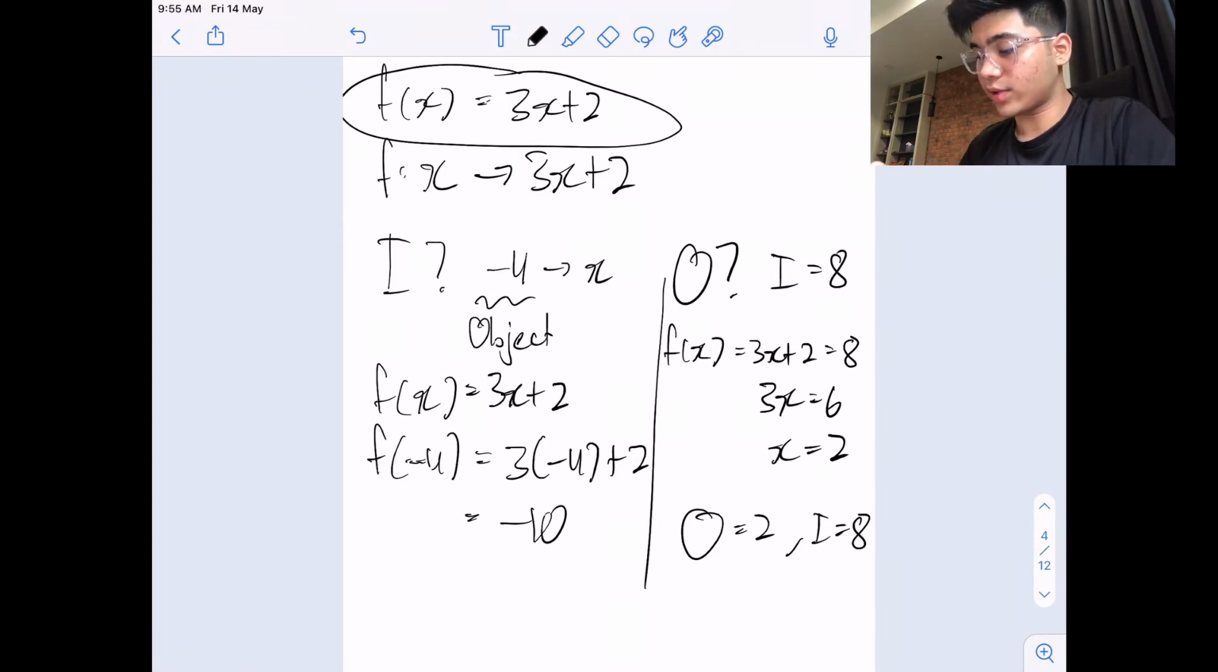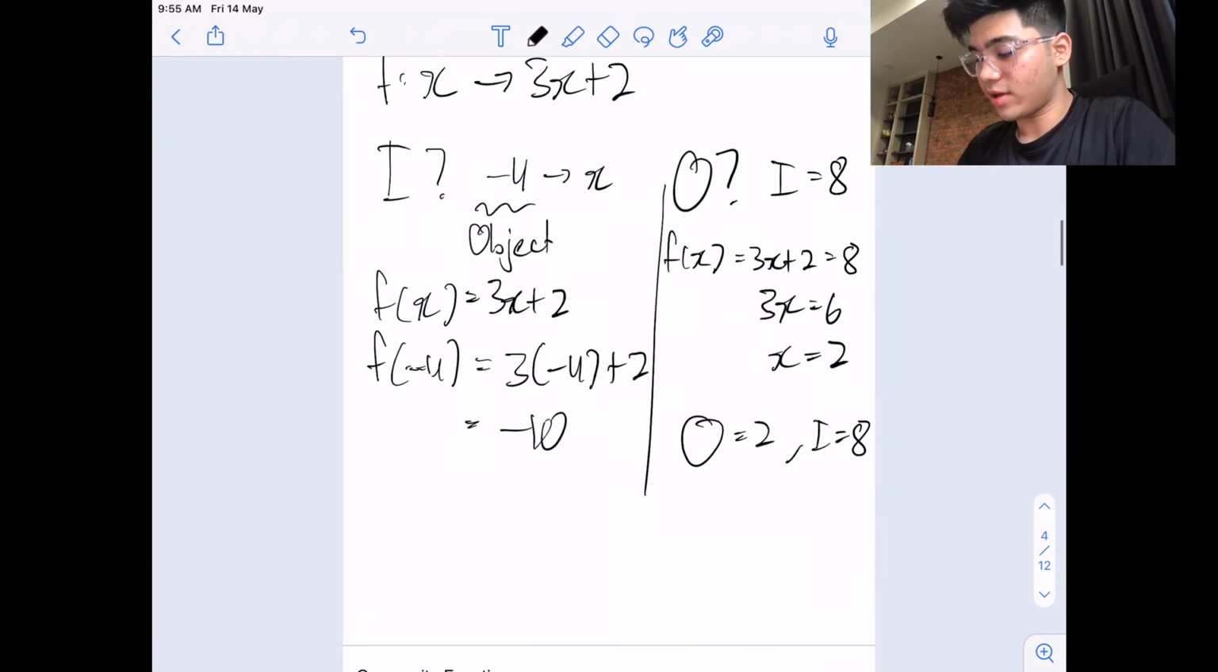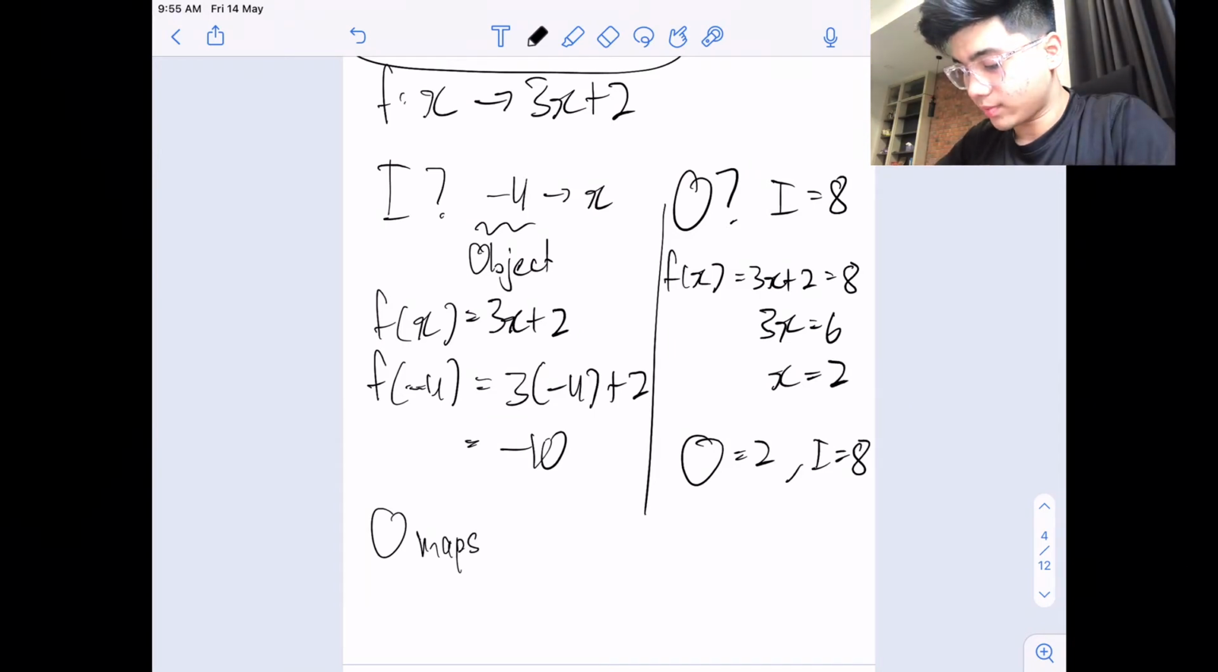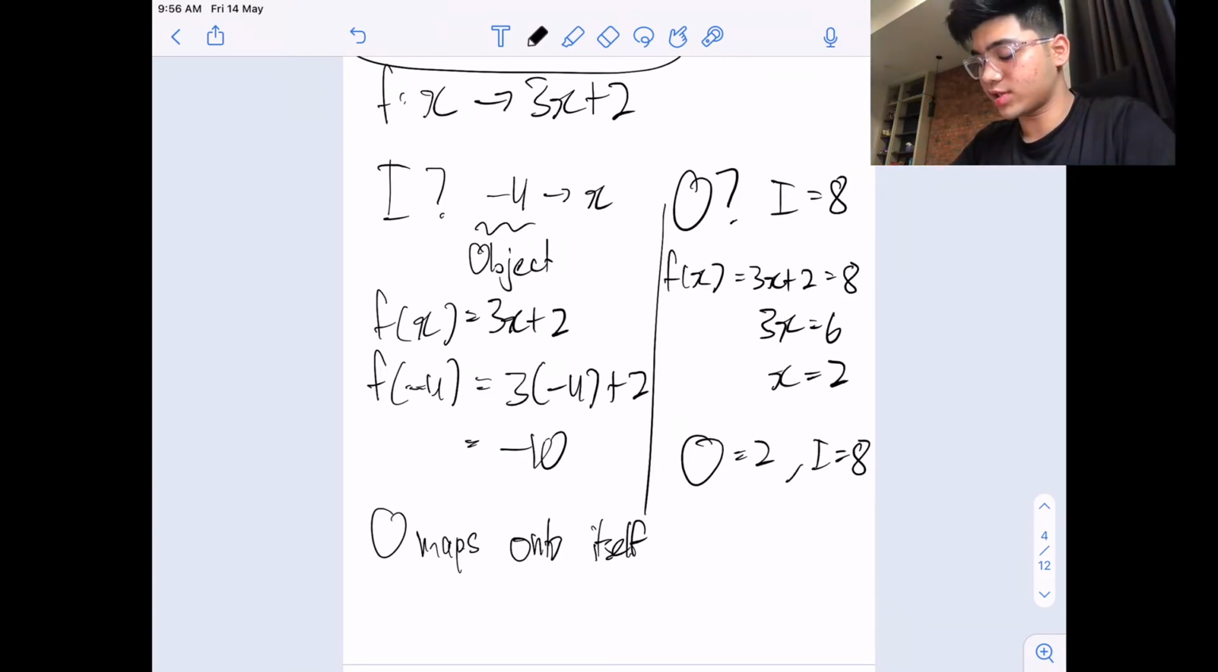Now, there are certain questions which may get a bit tougher. They'll actually ask you about finding the object which maps onto itself. This is a bit tougher one, but once you understand the concept, it's actually easy. Now, this refers to when the object equals the image.